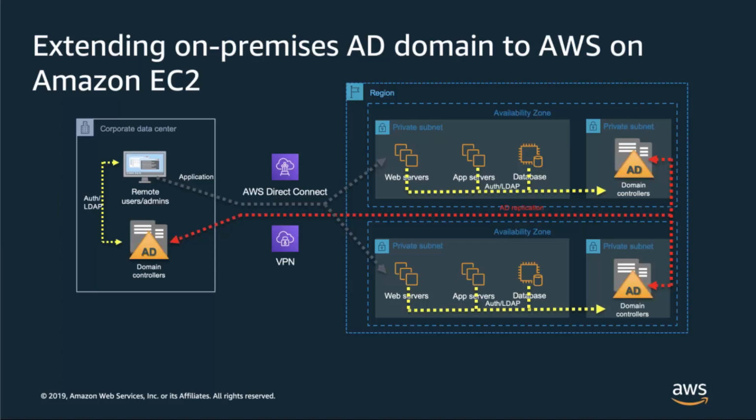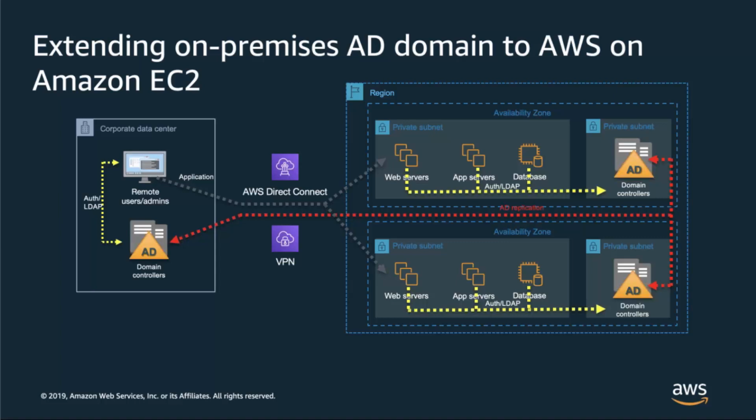So in this architecture, you're going to create some EC2 instances and install the ADDS package on it, and then make it a domain controller of the same domain that you're running in your corporate data center. Of course, you need some sort of network connectivity for the initial AD replication and ongoing replication. And you can choose AWS Direct Connect or VPN or any other network technology that you can use to connect the 2 networks. So let's talk about how things would work in this architecture.